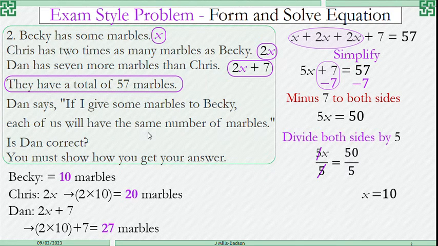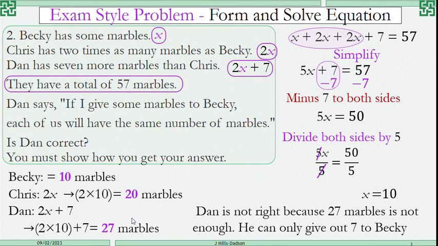Now the question is saying that Dan says, if I give some marbles to Becky, each of us will have the same number of marbles. Now let's see. Dan has only 27 marbles. Becky has 10 marbles. For them to have the same marbles, that means at the end they should all have what? 20. But Dan has only 7 extra. So if you take the 7 and give it to Becky, Becky will have 17, Chris will have 20, Dan will have 20, so it's not possible.